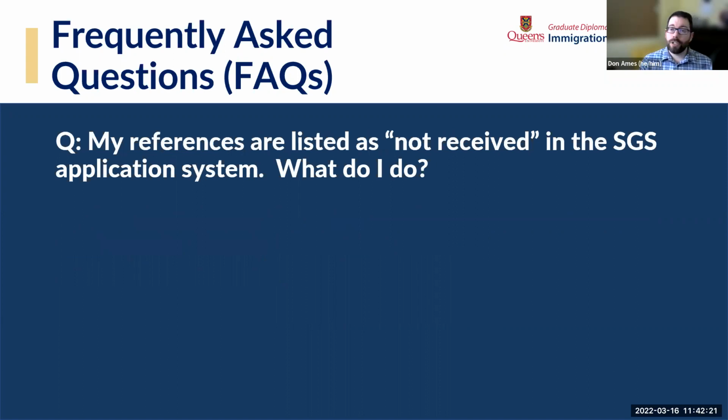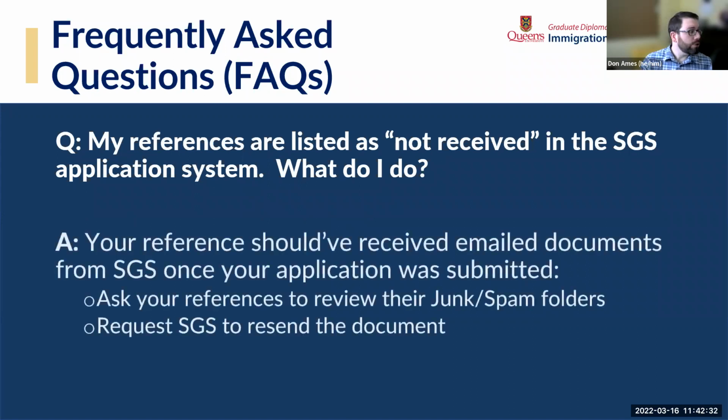Here is a question that we get in regards to references. Within the SGS application, you may notice that a reference material has not been received yet. What do you do? Again, we encourage you to reach out to your reference, see if they received documents from Queen's. If they have, why haven't they filled it out? If there's an error, you can work with the School of Graduate Studies to potentially have them resent, but that's very, very limited.